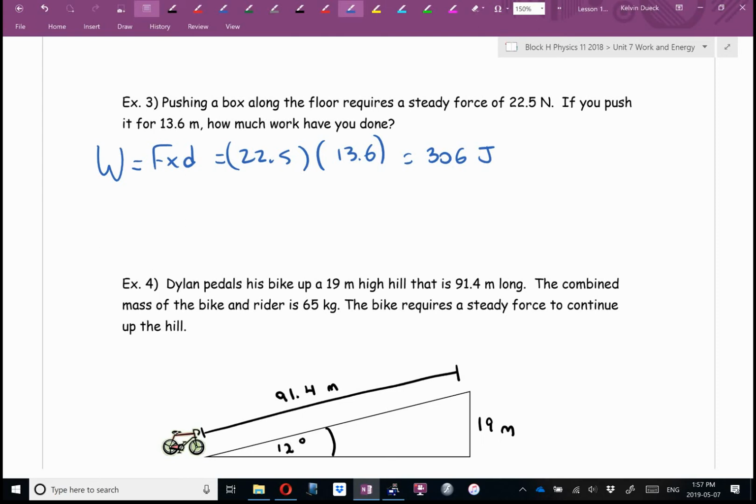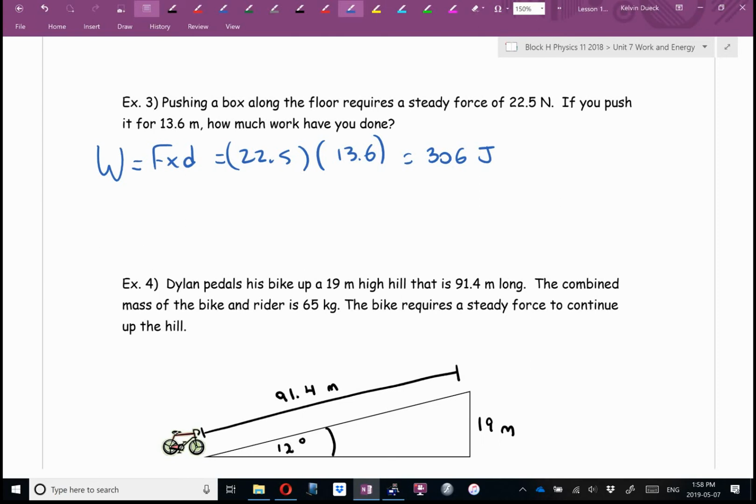Is it easier to ride up a steep hill or a shallow hill? Someone said it. Shallow hills are easier to bike up. Why? So I'm going to assume all of you have tried or have actually biked up a hill. And you probably noticed, if it's steeper, I got to push harder. I got to exert a bigger force.